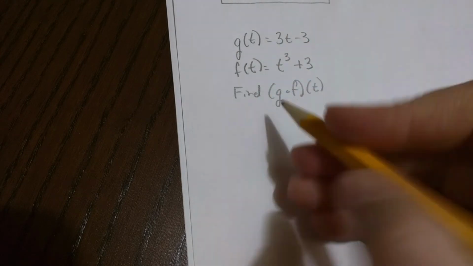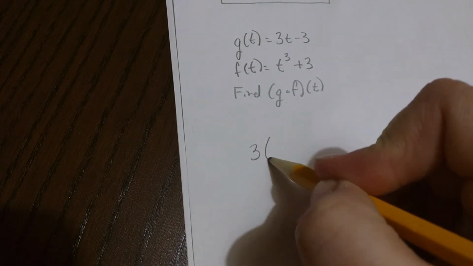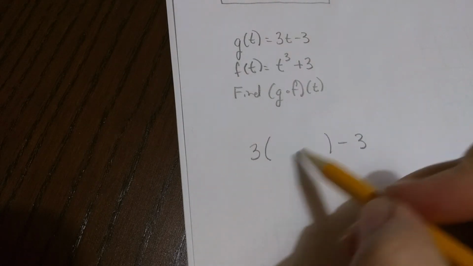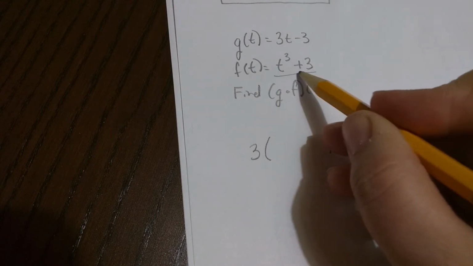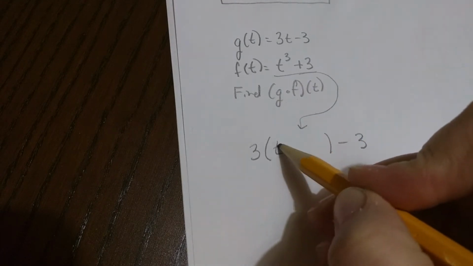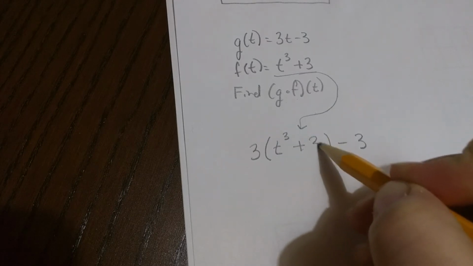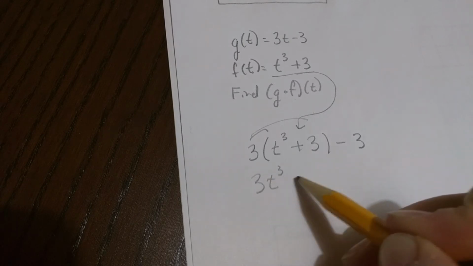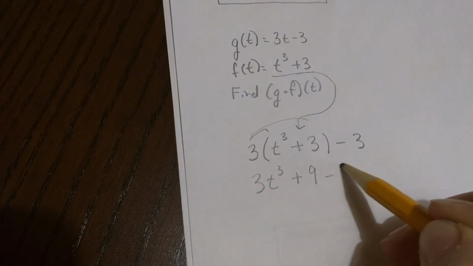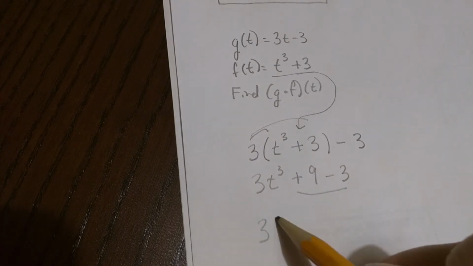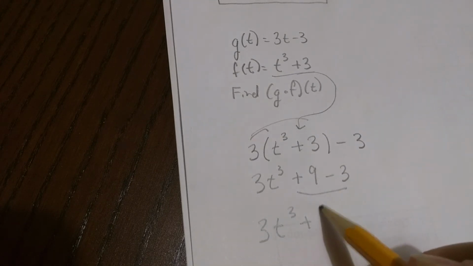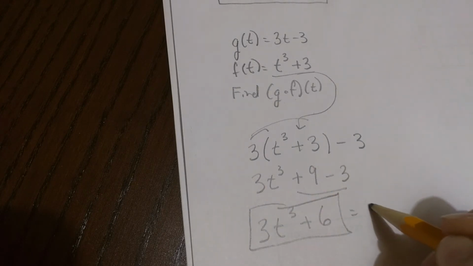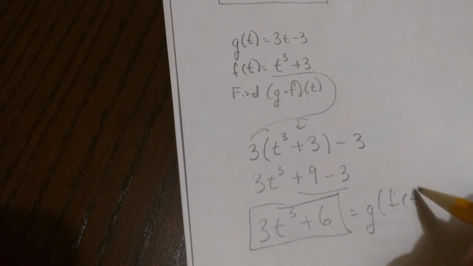Okay, so I'm taking my g function, which is 3 times something minus 3, and then I'm replacing that something with my f function, which gives me t cubed plus 3. So this one's not too bad. We're just going to distribute 3t cubed plus 9, and then bring down my minus 3. Combine those like terms together and get 3t cubed plus 6. So this is our g of f of t function.